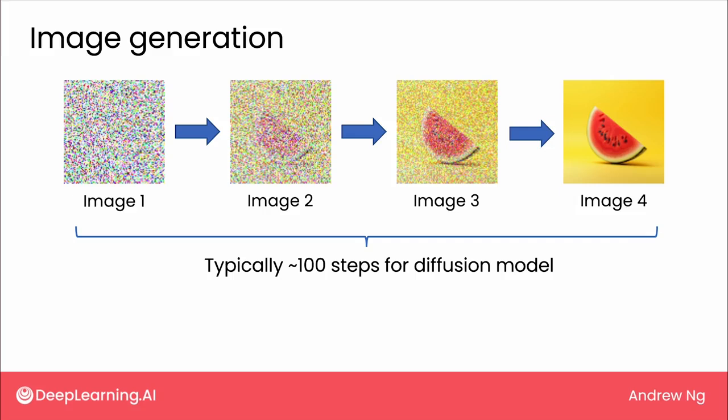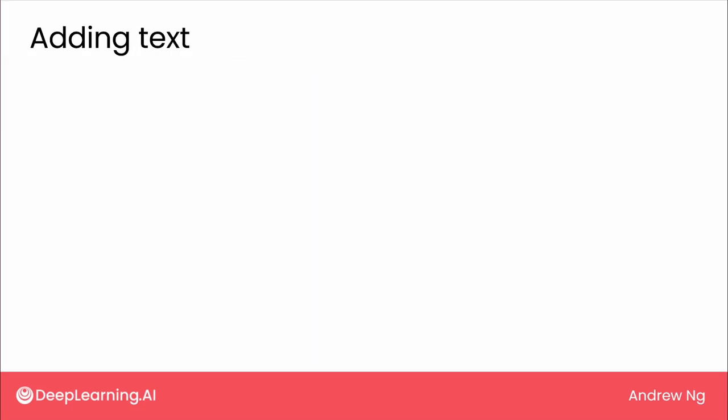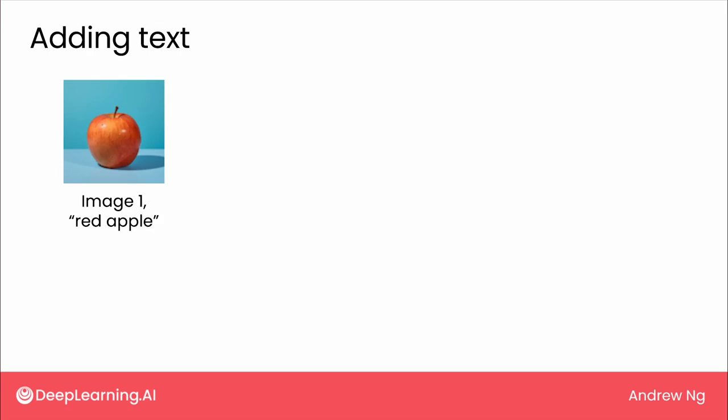So this algorithm will work for generating pictures completely at random, but we want to be able to control the image it generates by specifying a prompt to tell it what we want it to generate. Let me describe a modification of the algorithm that lets you add text or add a prompt to tell it what you want it to generate. In this training data, we're given pictures like this apple, as well as a description or a prompt that could have generated this apple. So here I have a text description saying this is a red apple.